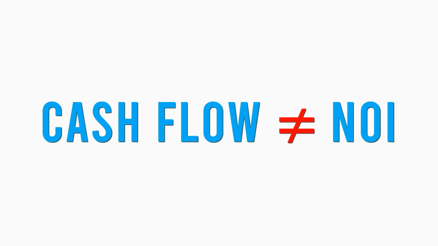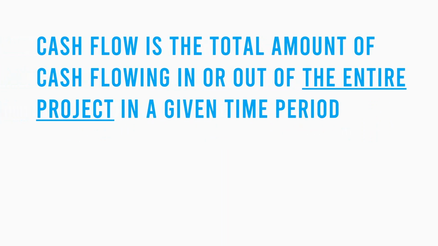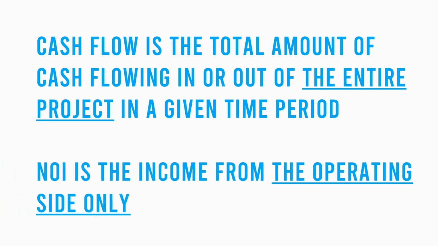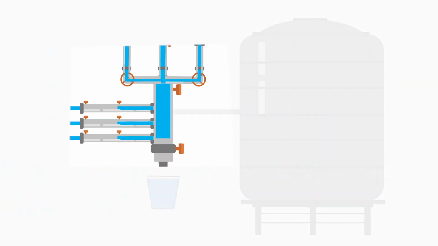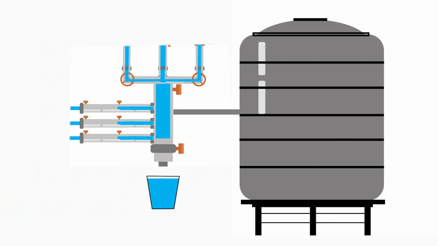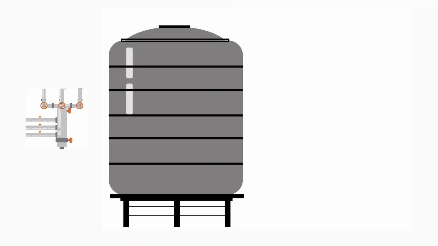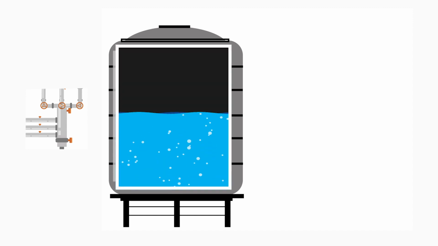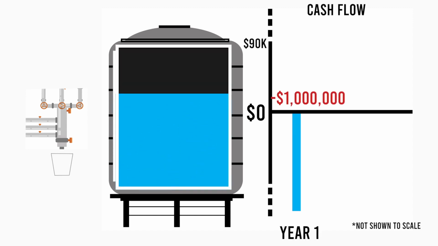First, note that the cash flow is not the NOI. It's the total amount of cash flowing in or out of your entire project in a given time period, whereas NOI is the income from the operating side only. So in our analogy, it's how much total water is flowing in or out of the entire system to or from the investors. In year 1, you and your partners put in your initial investment to acquire a $1 million property at a 5 cap.